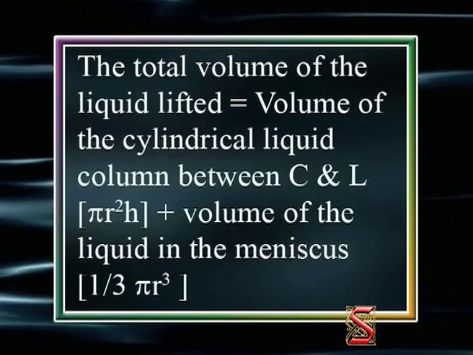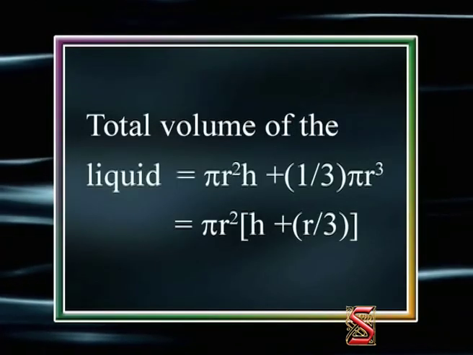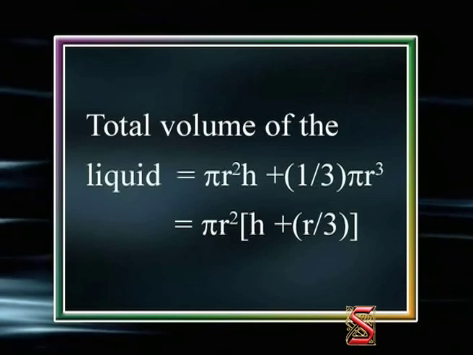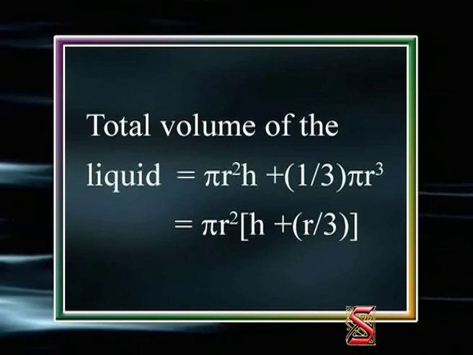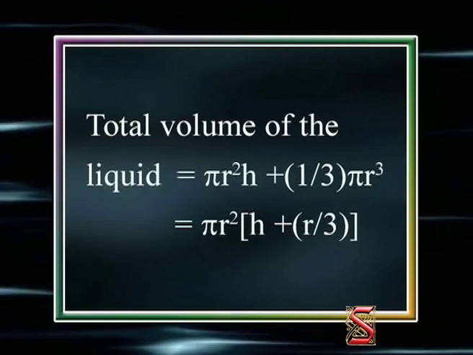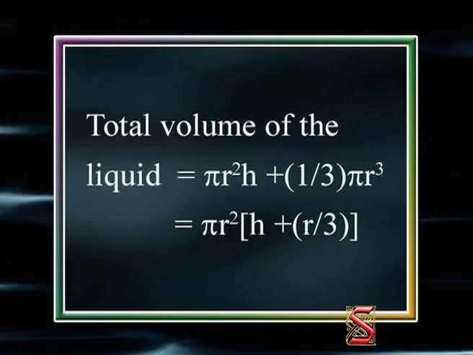Now this may be equal to pi r square h plus 1 by 3 pi r cube, and pi r square may be taken out. Then it becomes r square into h plus r by 3. What is h? H is height, r is radius.